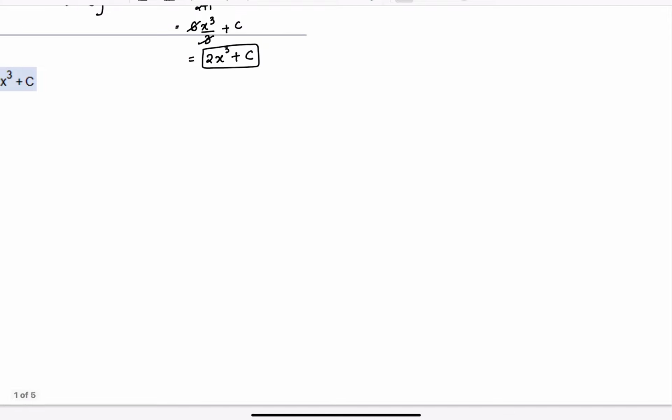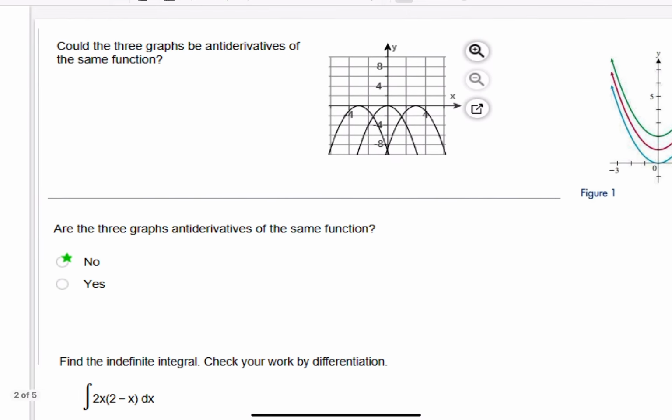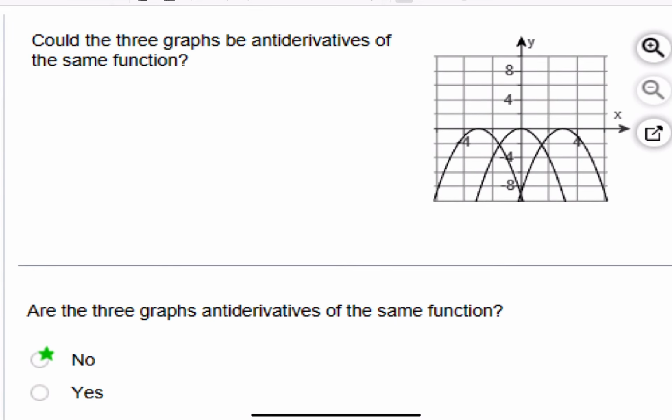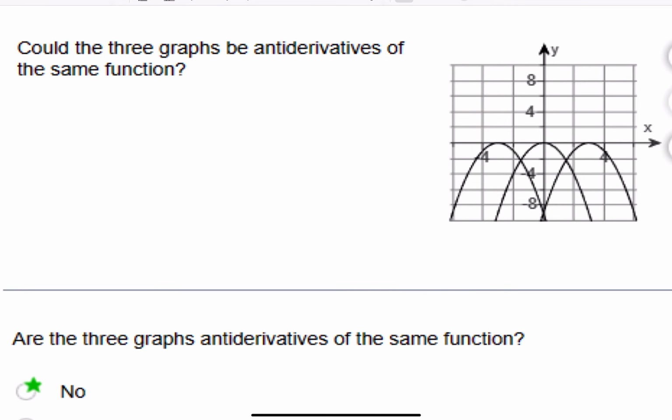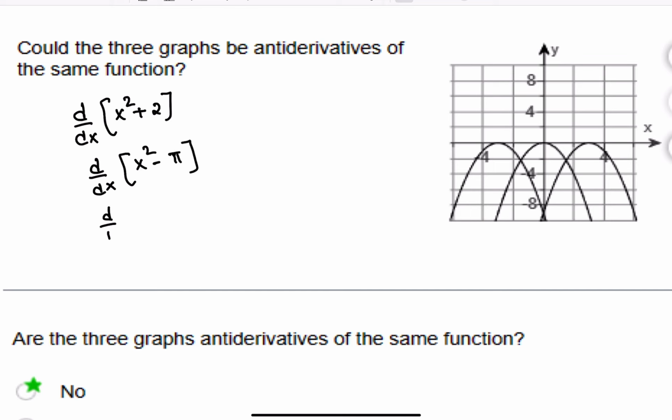Now let's go ahead and see, could the three graphs be antiderivatives of the same function? Let's go back and look at the same example that I did. I did d by dx of x squared plus 2, d by dx of x squared minus pi, and d by dx of x squared plus 1.2.